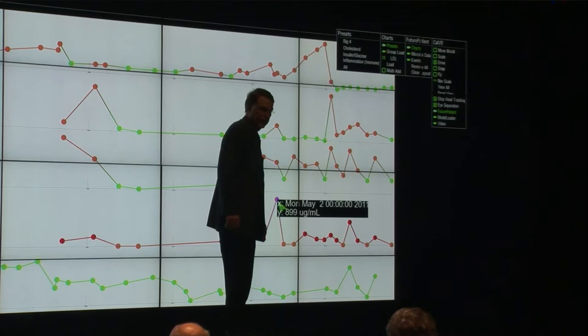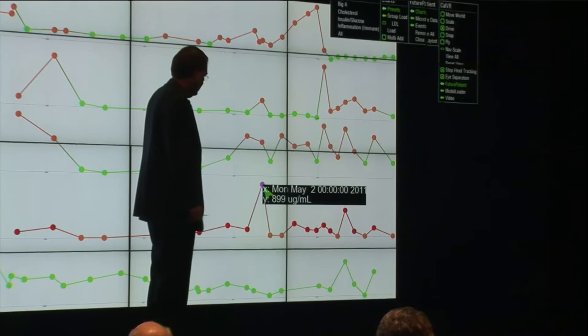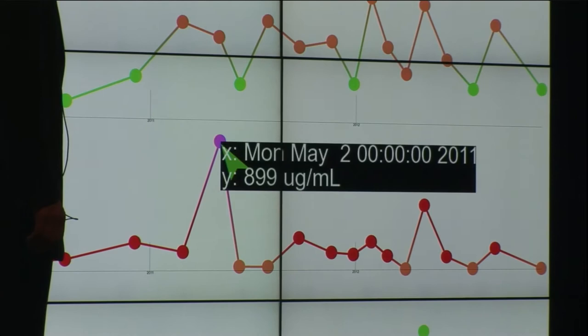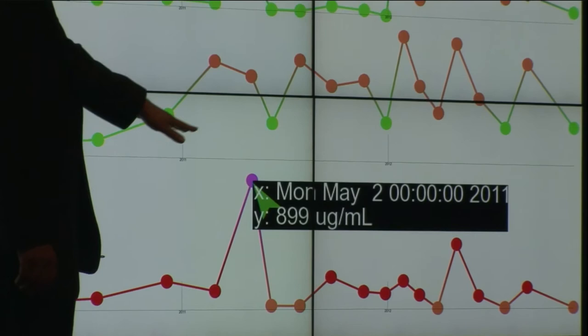899. So it wasn't just a little bit off, right? Now, in spite of that, my colonoscopist denied that I had it, and so I fired him. But then after that, it went back down and stayed down. But then the CRP started climbing.